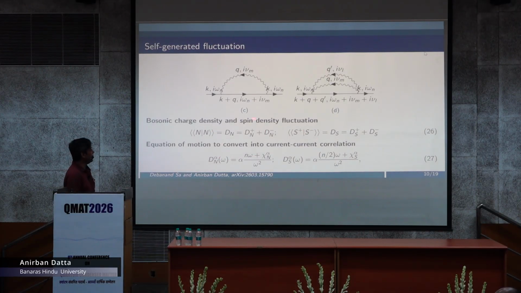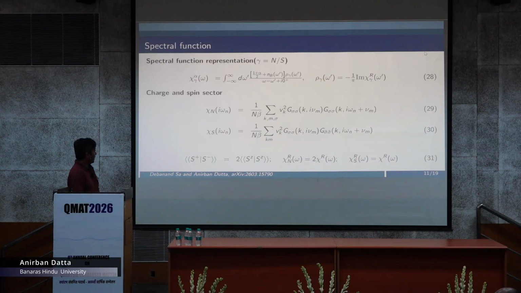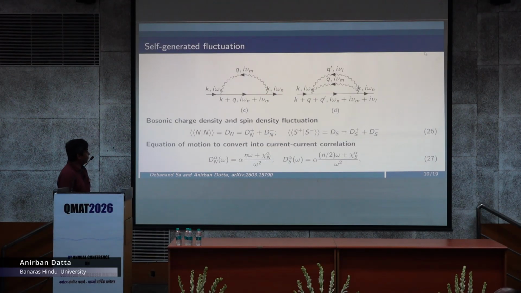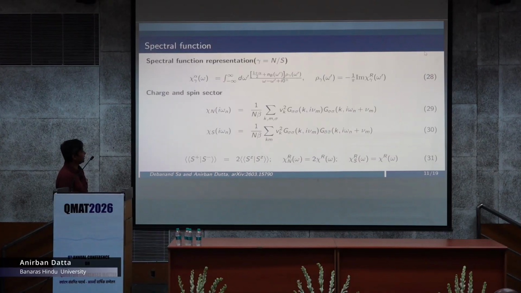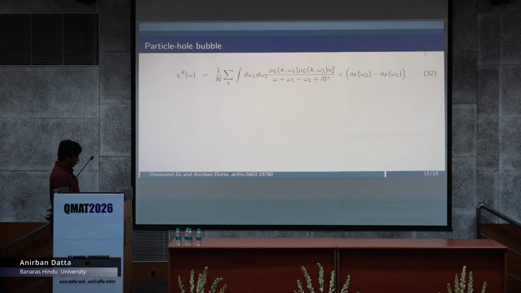So we again use the equation of motion to convert this spin and charge correlation function to the current correlation function, and we can see that these bosonic fluctuation modes are massless modes. Then we have converted everything to current correlation functions, and we can write everything in the spectral function representation and compute using the Matsubara formalism. We are solving it self-consistently.